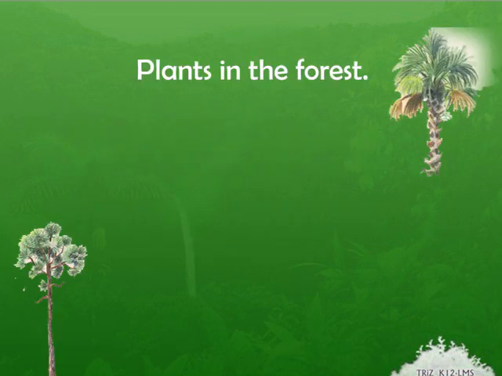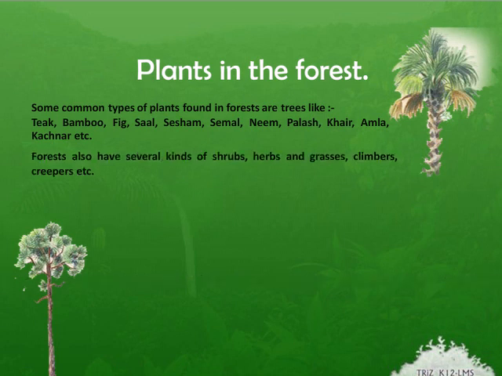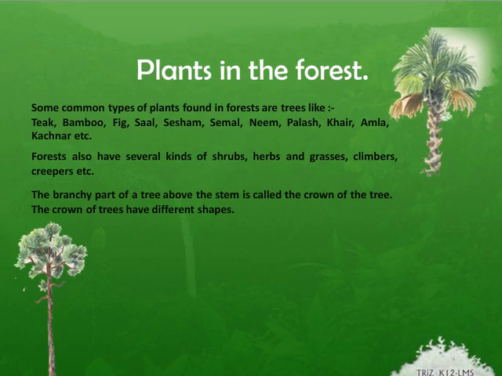Plants in a forest. Some common types of plants found in forests are trees like teak, bamboo, fig, sal, sesame, simal, neem, palash, kher, amla, kachnar, etc. Forests also have several kinds of shrubs, herbs, and grasses, climbers, creepers, etc. The branchy part of a tree above the stem is called the crown of the tree. The crowns of trees have different shapes.